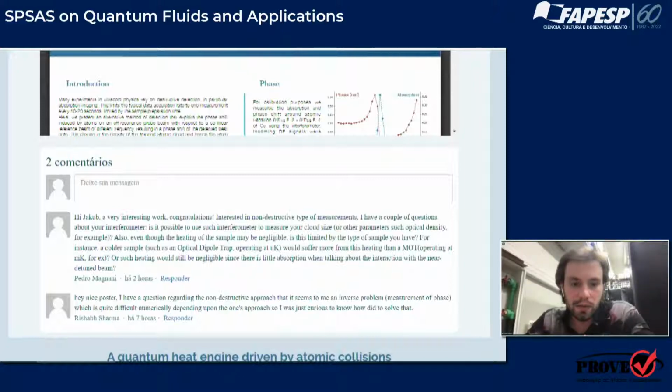Okay, and the next question: even though the heating of the sample may be negligible, is this limited by the type of sample you have? For instance, a colder sample such as an ODT operating at microkelvins would suffer more from this heating than a MOT. So yeah, that's true. A MOT is firstly not as cold as an ODT, and the second thing is that a MOT is constantly reloading, because if you have some leftover vapor pressure, then it is reloading the MOT with the atoms that were lost. We don't have that in an ODT because there is nothing more than the ODT.